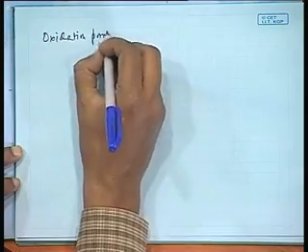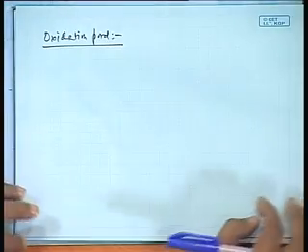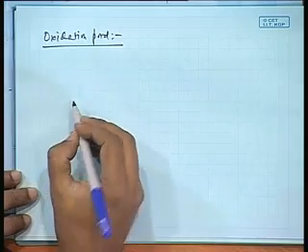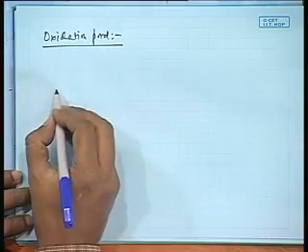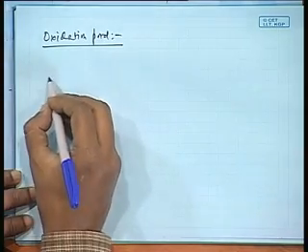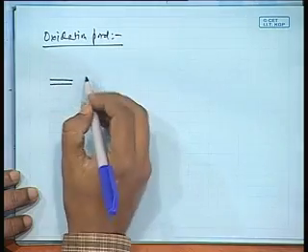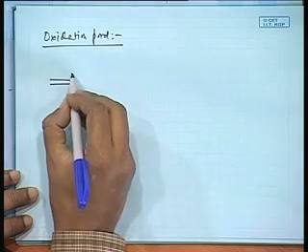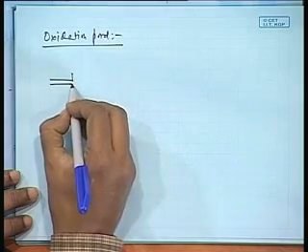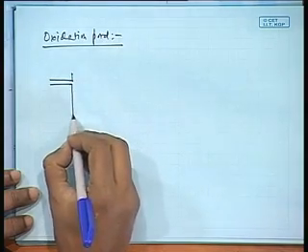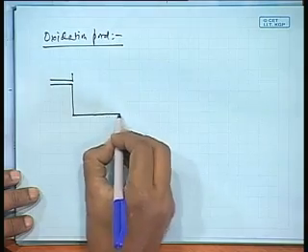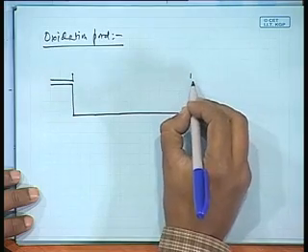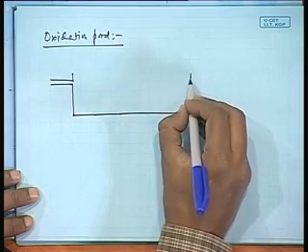Oxidation pond. It is particularly of great importance to countries like ours, where we should have an oxidation pond. What is an oxidation pond? In an oxidation pond, the influent would generally be sent most ideally into earthen tanks, which are generally very shallow.